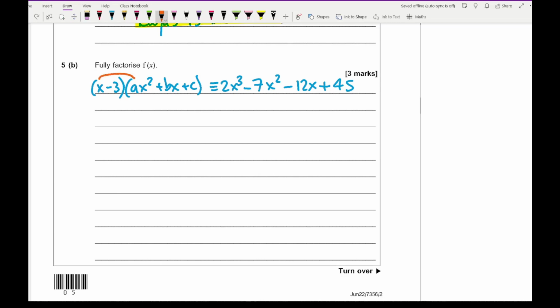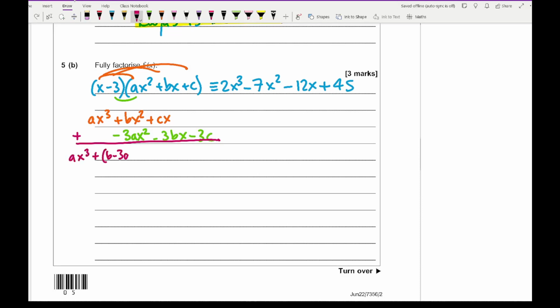So if I just do it algebraically, because that always guarantees to work, I get ax cubed plus bx squared plus cx, and that's just by expanding those two out. Then if I expand these out, I get minus 3ax squared minus 3bx minus 3c. Let me just get rid of that dot so it doesn't look like a divide. And then if I add those together, I get ax cubed plus (b minus 3a)x squared minus (c minus 3b)x minus 3c.